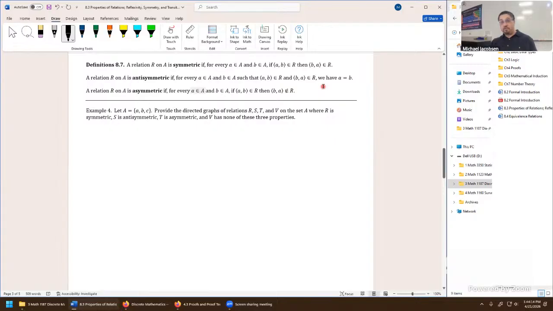Well, first, let's run through the definitions. We'll say a relationship is symmetric if, for every element in the set A, if you have a relationship, you can swap inputs and outputs. If AB is in R, then BA is in R as well.